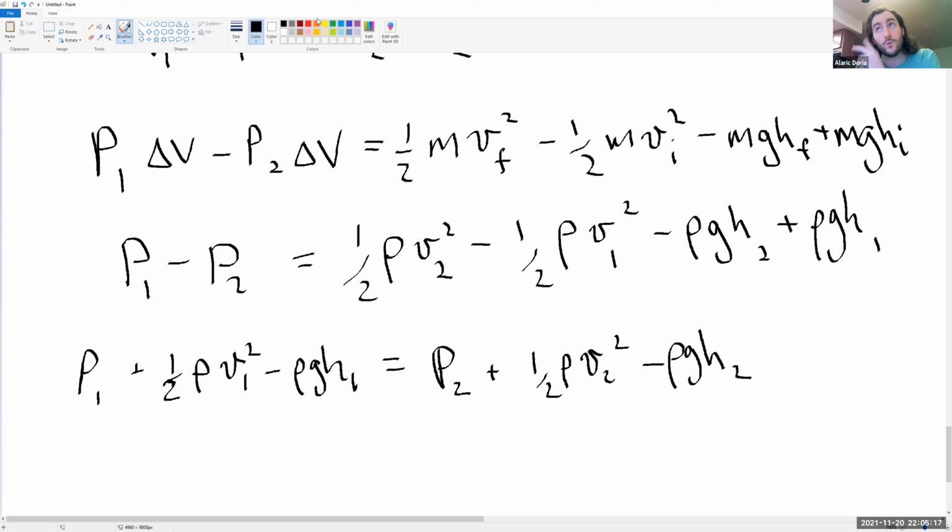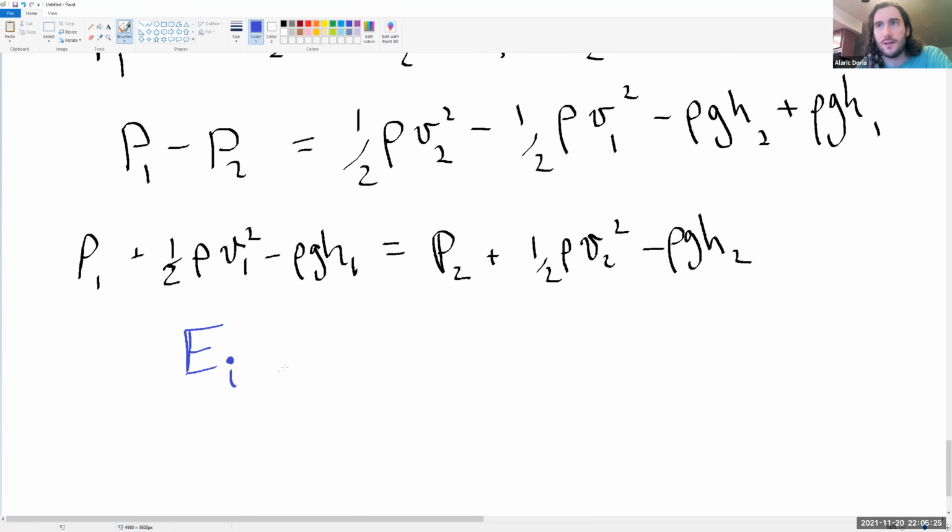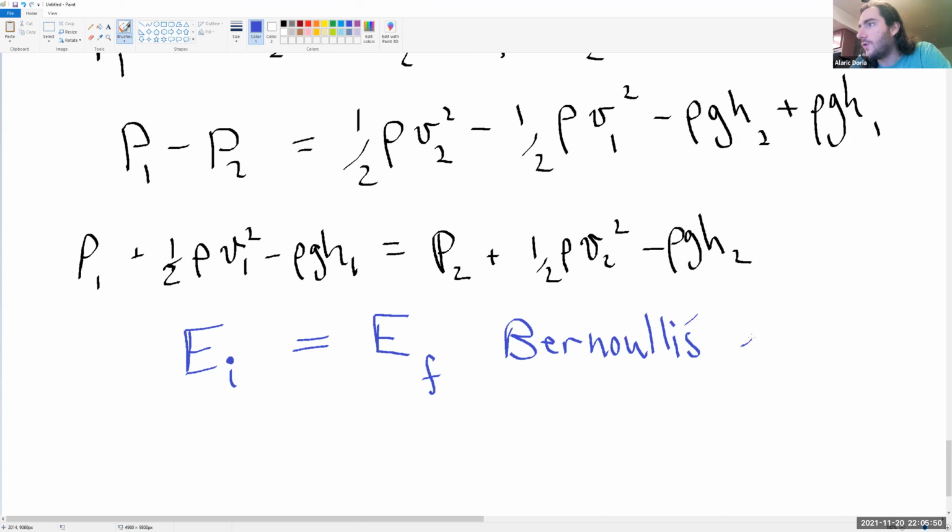So this is really a statement of the initial energy. It's actually not energy, it's energy density, but we'll just pretend it's energy here. The initial energy is equal to the final energy. So Bernoulli is really a statement of conservation of energy. How do I spell his name? Is it two L's? Yeah, Bernoulli. So Bernoulli's equation, or Bernoulli's principle, is conservation of energy for fluids.